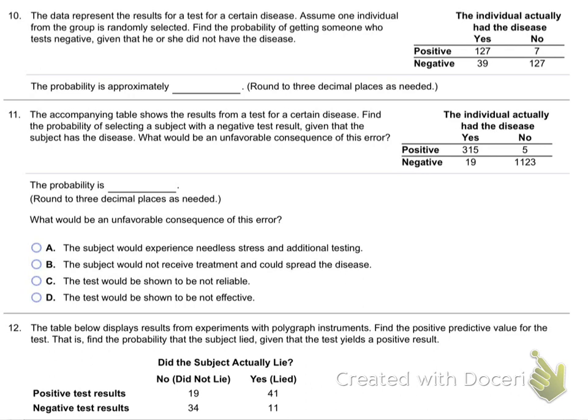Find the probability of getting someone who tests negative given that he or she did not have the disease. So we're talking about medical tests here. No medical tests are perfect. I don't know if you know this, but there is no such thing as a perfect medical test. You can test positive for something and end up not having it, or negative and you do. And doctors and hospitals try to manage the false positives and the false negatives the best they can with statistics.